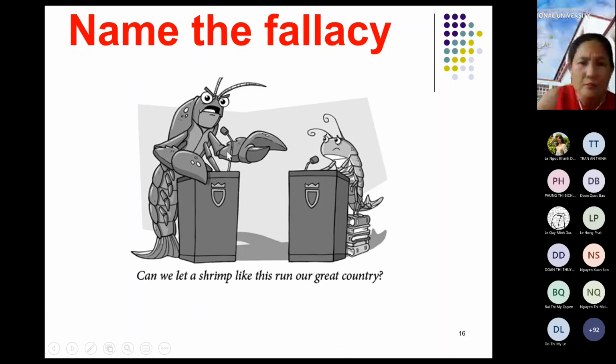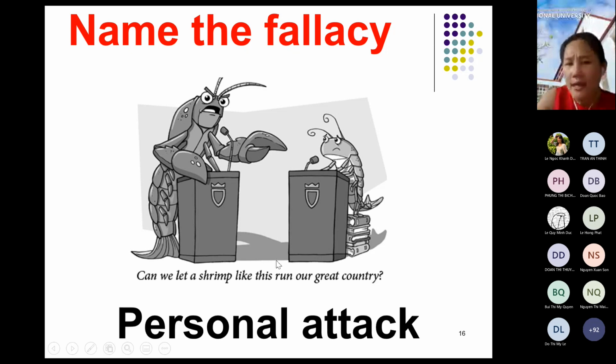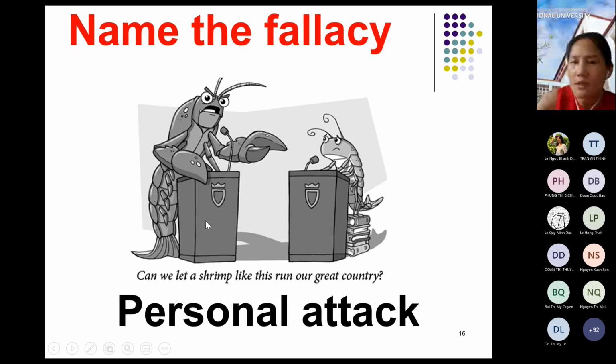We can see that the person on the left hand side points at the one on the right hand side and says, "Oh, how can you let this kind of person run the country?" This one is a very big guy and this one is a very small guy. So they point at the person and say, "How can you let this person do this, do that?" So that is more of what? Personal attack, isn't it? We don't see any "look who's talking" here, right? So this is the personal attack, and Nguyễn Hoàng, Hải Yến is the one who got the first correct answer. Okay, thank you very much.